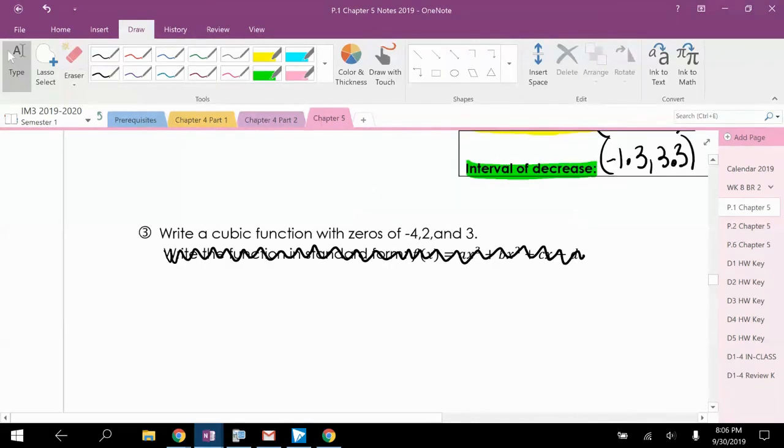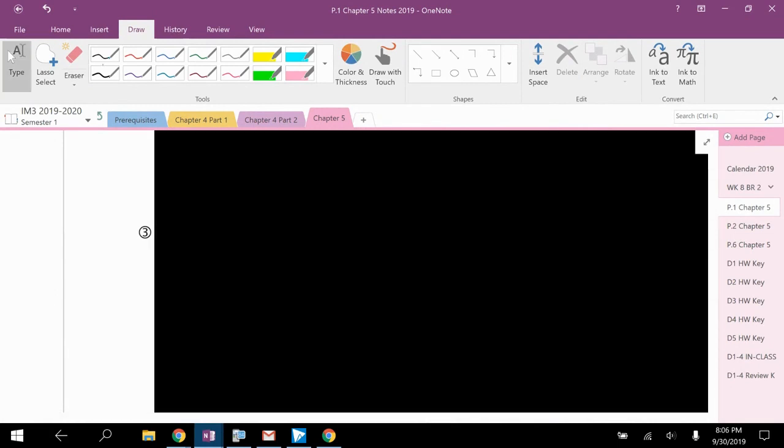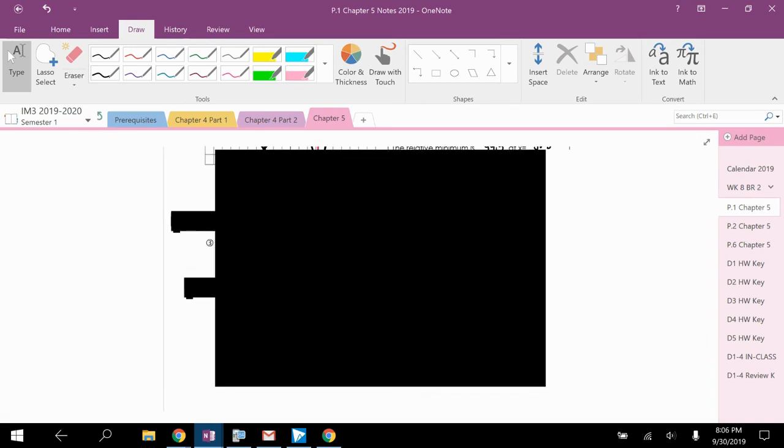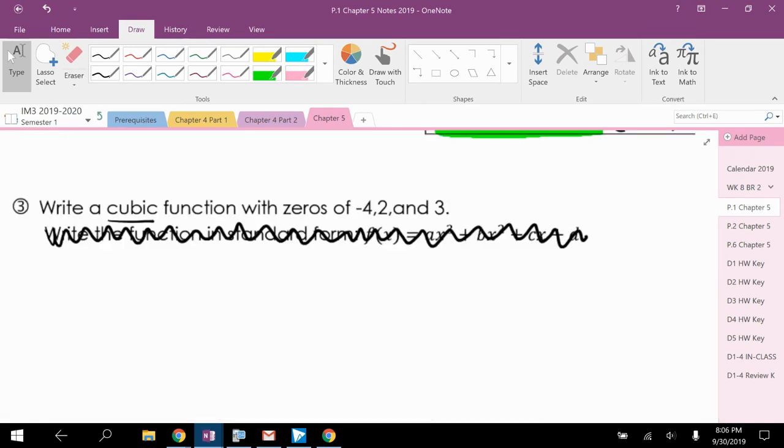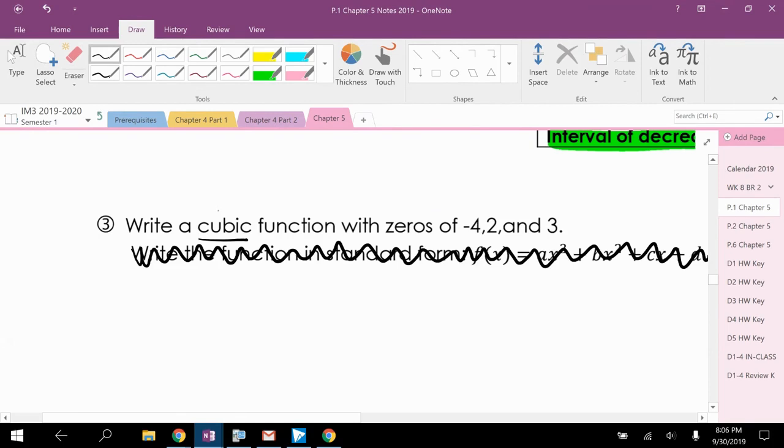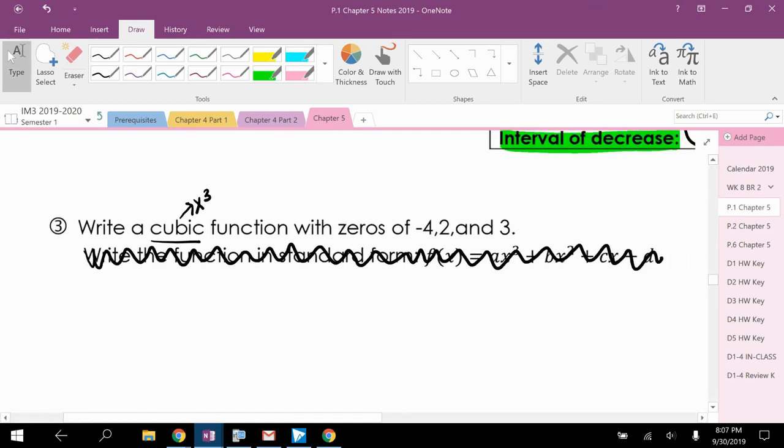Now remember, count the zeros. It's a cubic function, so I should have, oh, something happened. I apologize. Okay, it is a cubic function, so it should be x to the third power, or you should have 3 x's represented. Now, when you're writing it in intercept form, you always want to write it as x minus the zero, x minus the next zero, and x minus the last zero.